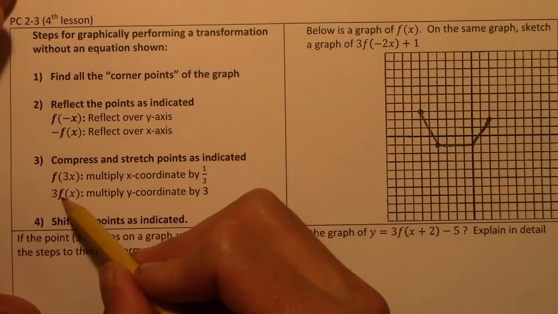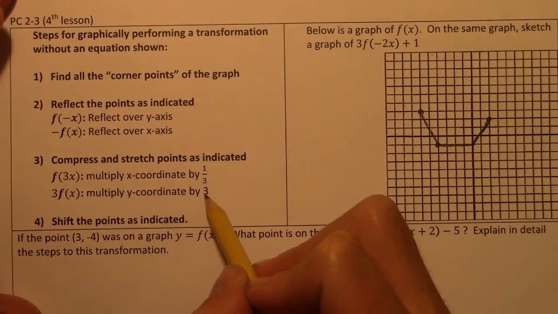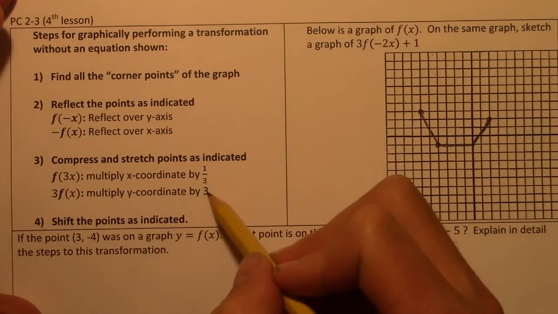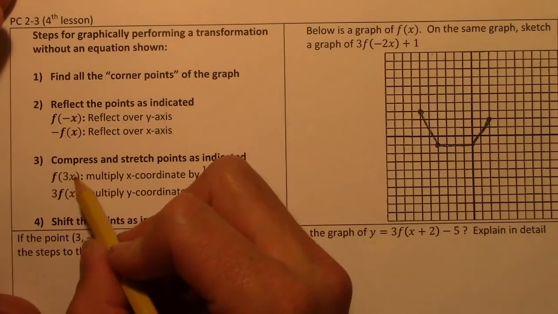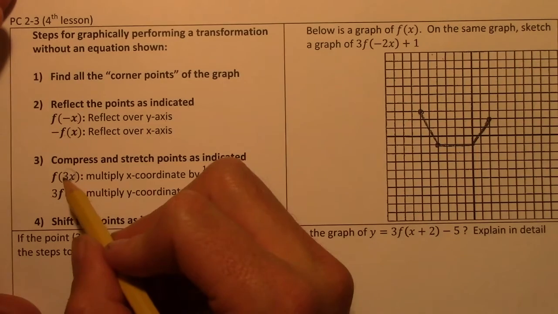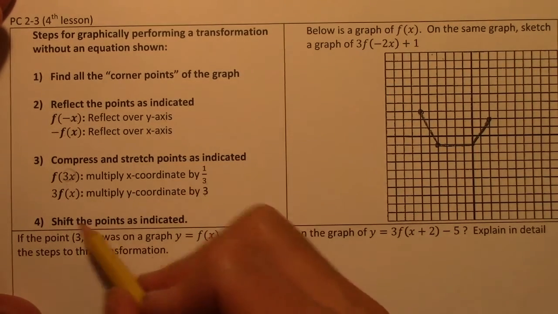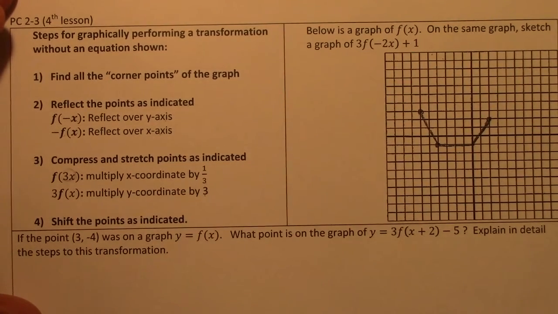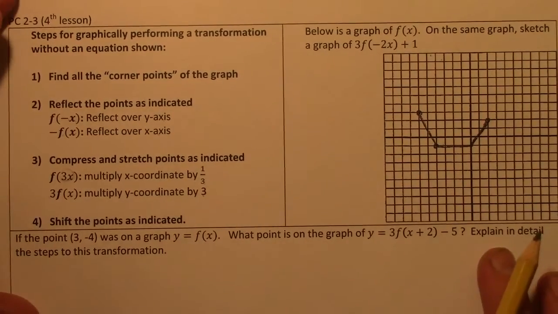So 3 times f of x would be multiply the y-coordinate by 3. If there's a 4 there, you multiply by 4. The only one that's weird is this one. It's the exact opposite. You just divide the x-coordinate by whatever number's out front. And then lastly, you'd shift the points as indicated. So let's just try an example.